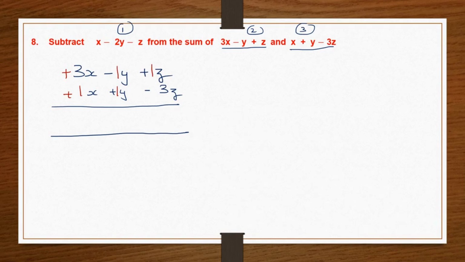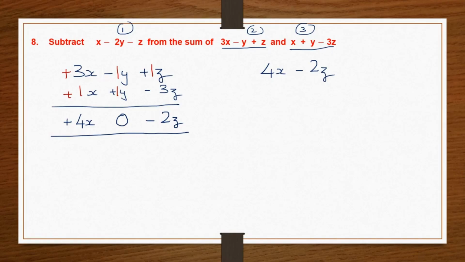x column first. Signs are the same. So plus, add 3 plus 1, 4x. Y column, signs are different. Minus 1 plus 1 is 0. Next column we have plus 1 minus 3. Sign of the bigger number, subtract. 3 minus 1 is 2z. Now from this we have to subtract the first expression. So let's write this first. 4x, nothing in the y column, minus 2z.